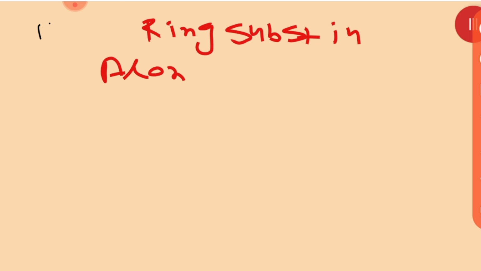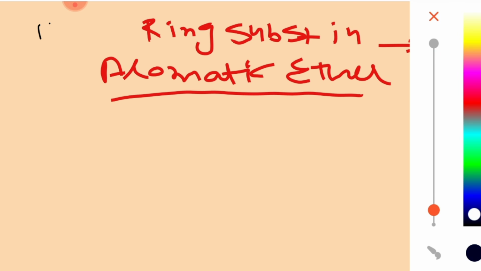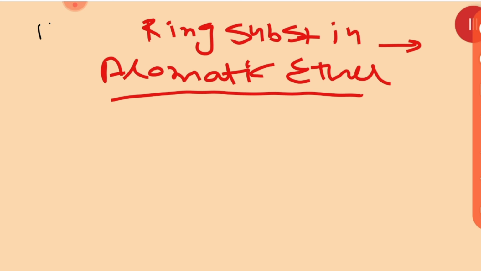Back, students, so now we are going to do ring substitution in aromatic ethers. What to do there? Ring substitution in aromatic ether, and usually it is also called electrophilic substitution. What do you call it? Electrophilic. Now I will explain why they have called it electrophilic substitution, and usually substitution is at the ortho and para positions. You must see, all of you.